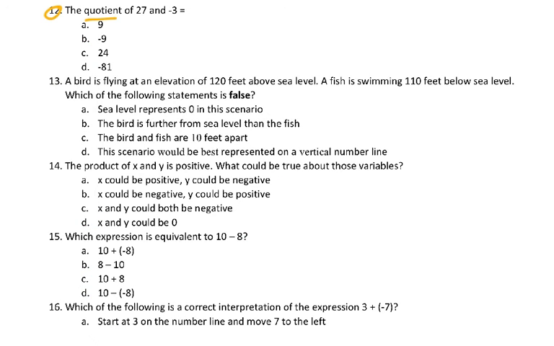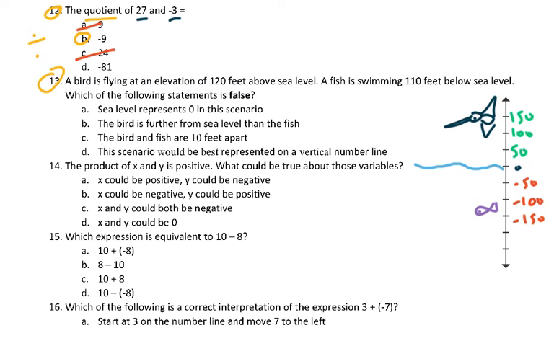12 says the quotient. Quotient means divide of 27 and negative 3. So you have a positive divided by a negative. Your answer has got to be negative. If a positive divided by a negative always equals a negative, you can rule out A, you can rule out C, and it's divide. So you're thinking about 27 divided by 3. The number should be smaller. So you can look at B. It should be negative 9.